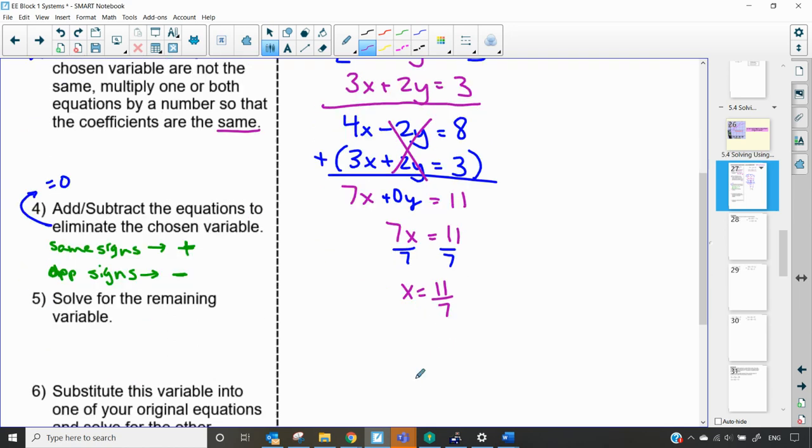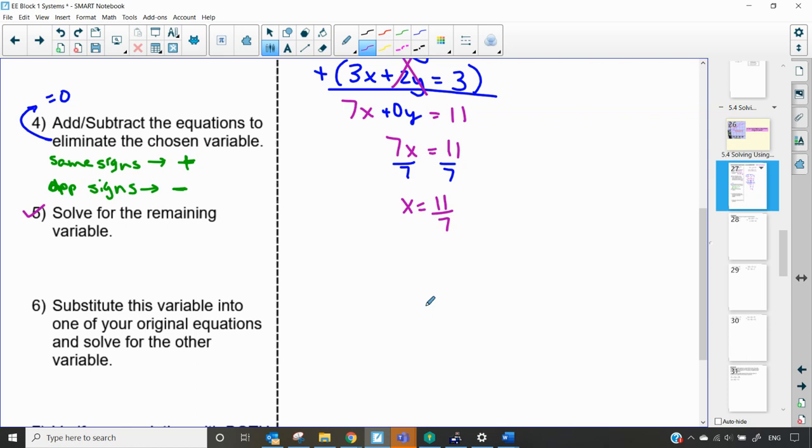Now, just because we have a fraction doesn't change anything. So we've eliminated our variable, and we've actually already done step 5 now, solving for the remaining variable. Again, don't let fractions intimidate you. We're often going to see fractions in high school math. Now, once we have x equals 11 over 7, then we can substitute the variable into one of the original equations and solve for the other variable.